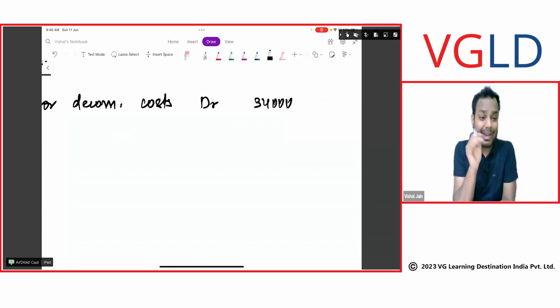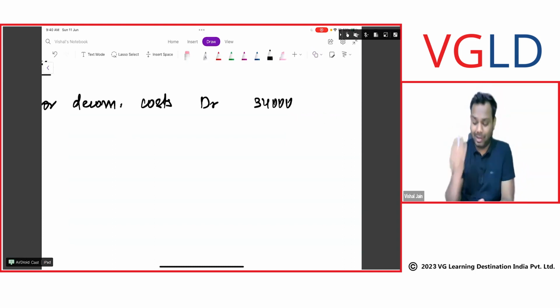Will I incur exactly 34,000 at the end of year 5 when I'm incurring the expense? Will I incur exactly 34,000? No, because that was an estimate. Estimates might change, right? So what will happen?